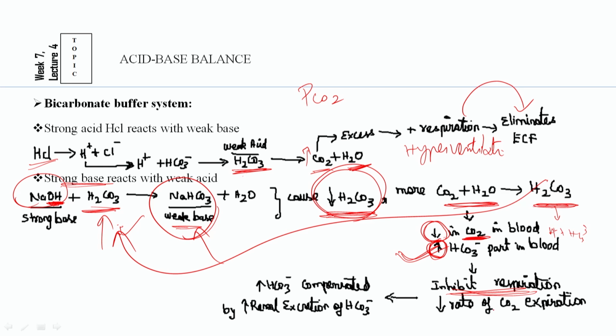So it inhibits the respiration. That means it decreases the rate of carbon dioxide expiration, that is called hypoventilation. But on the other hand, it will stimulate the kidney to secrete more bicarbonate, because the bicarbonate production is more in the blood. So it has to be eliminated out. As a result, the renal system will come into play and excrete the bicarbonate from the blood as a compensatory mechanism. So in the first one, you have seen that the lungs played a major role. In the second one, the kidney played the compensatory role.